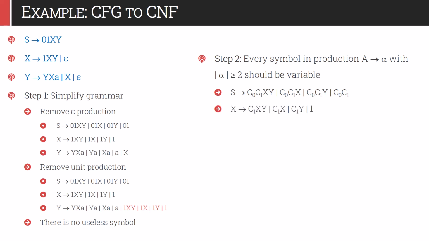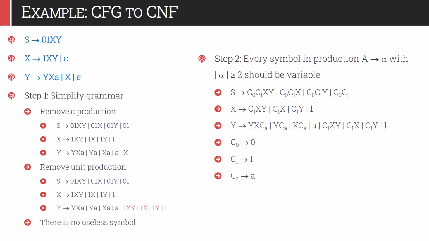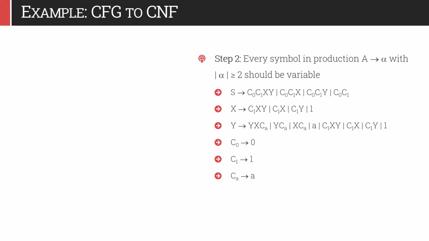Similarly, in X also 0 and 1 we have to replace by C0 or C1. In Y also, and we have introduced three more productions. C0 gives 0, C1 gives 1, CA gives A. CA gives A because there is only terminal A present in production of capital Y, so that A is replaced by CA. So this is the set of productions at the end of step 2.